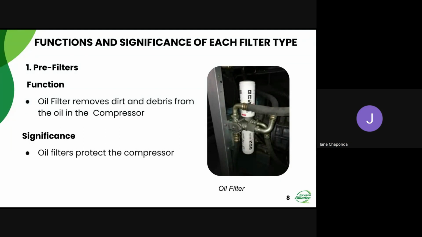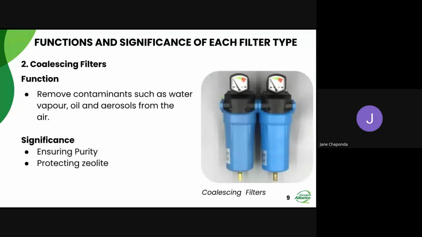So, in the air compressor, like the screw air compressor, there's also another filter that is called an oil filter. So the oil filter removes dirt, sand, metal filings, and other impurities from oil in the compressor. And these impurities can damage the components of the air compressor. So the significance of the oil filter is that it protects the internal components of the compressor from damage, ensuring a longer lifespan and also reducing the maintenance needs of the compressor itself.